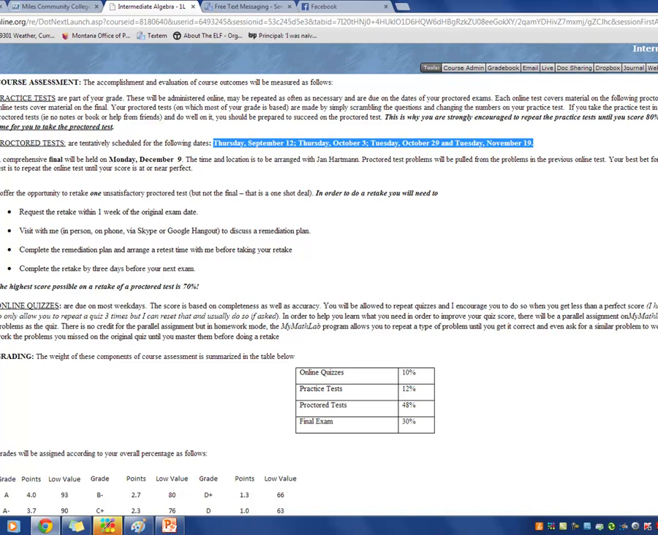Now, there are 5 dates really in which, in spite of this being an online course, you'll have to be at a certain place at a certain time. And that is to do these proctored tests. They will be offered on Thursday, September 12th, Thursday, October 3rd, Tuesday, October 29th, and Tuesday, November 19th. In addition, your comprehensive final exam will also be a proctored affair held on Monday, December 9th.